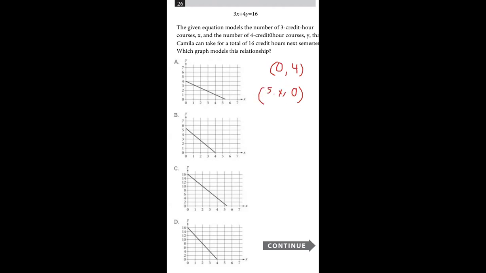In this case, the answer choice would be A. We have 4 and 5 point something. B has an intercept of 5 point something, so no. C has a 16 and D has 16. So the correct answer is A, which follows this (0, 4).